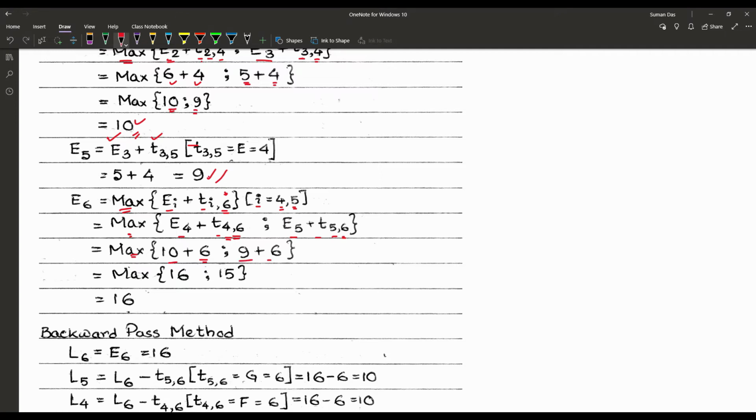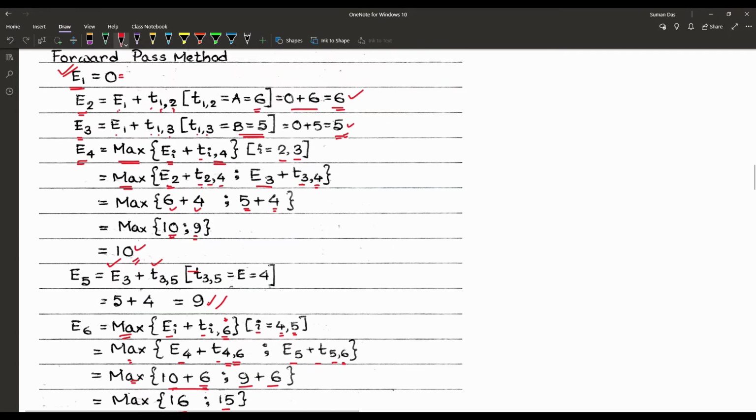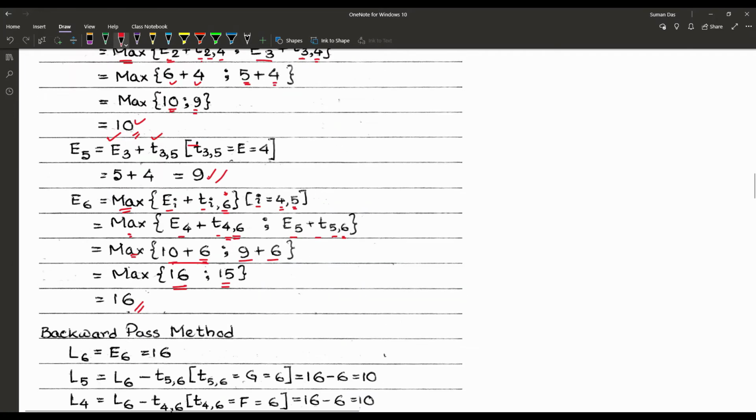So that is 9 plus 6. So that means the maximum of 16 and 15, and as usual the maximum is 16. So here we can find out that E1 is equal to 0, E2 is equal to 6, E3 is equal to 5, E4 is equal to 10, E5 is 9, and E6 is equal to 16. So that is our forward pass method.